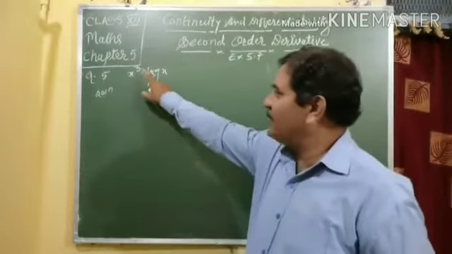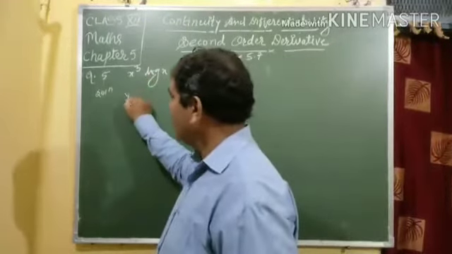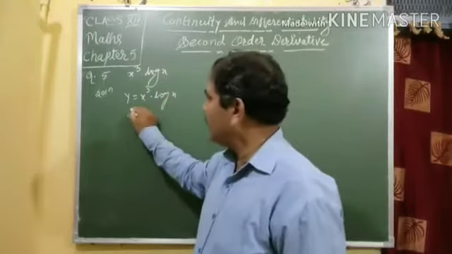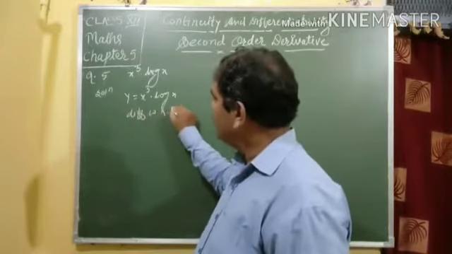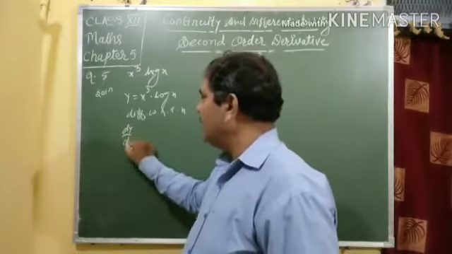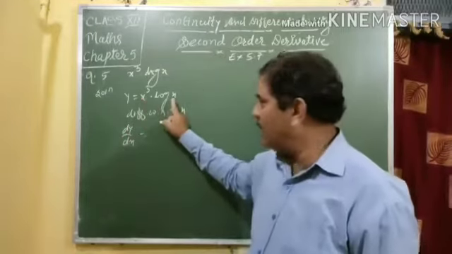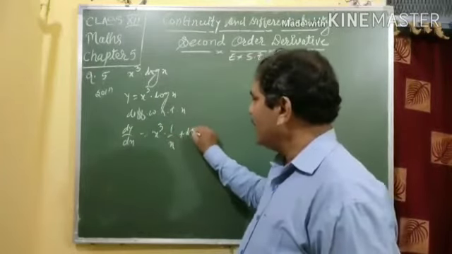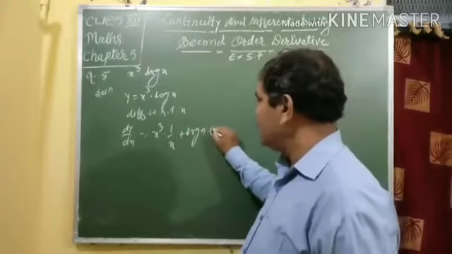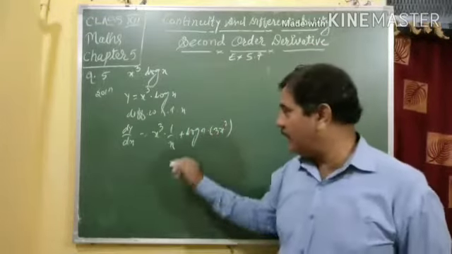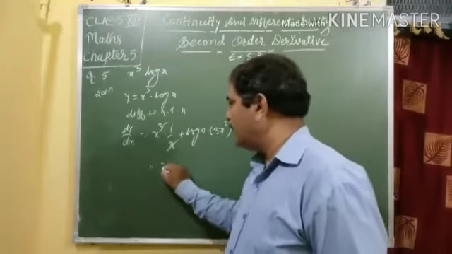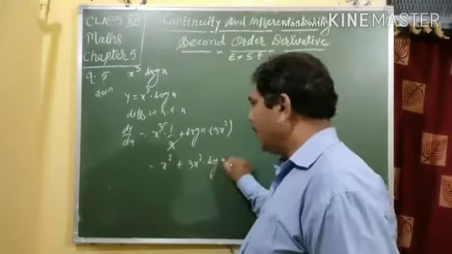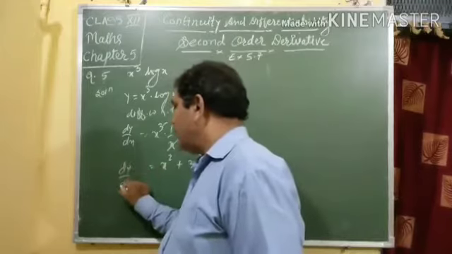Student, question number 5: x to the power 3 into log x. Now the solution. I am taking y is equal to x to the power 3 into log x. Now differentiate with respect to x. Then what will we get? dy by dx is equal to first into second. First as it is, derivative of second is 1 upon x, plus second as it is, and derivative of first, that is 3x square. I took it directly. Okay, x into x cancel, then what will remain? x square plus 3x square into log x. So this is the value of dy by dx.